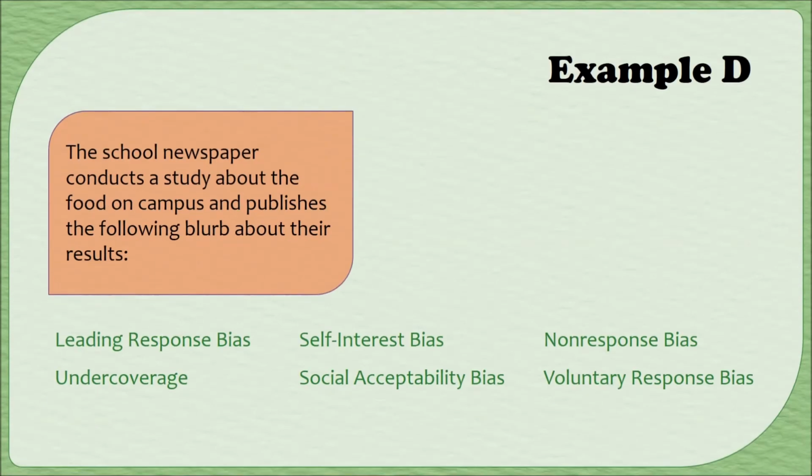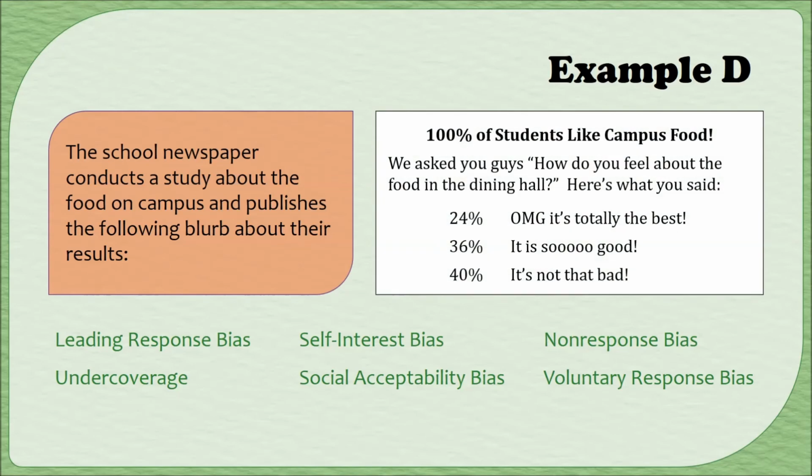Example D. The school newspaper conducts a study about the food on campus and publishes the following blurb about their results. 100% of students like campus food! We asked you guys, how do you feel about the food in the dining hall? And here is what you said. 24% responded, OMG, it's totally the best. 36% responded, it is so good. And 40% responded, it's not that bad. What type of bias is exhibited in this study?